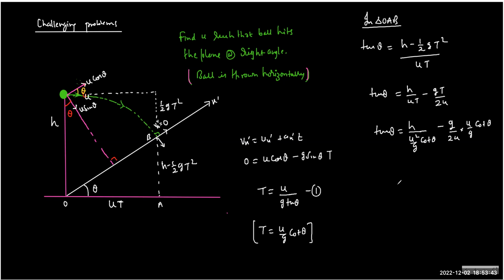So can you rearrange and solve for the t? Because this is easier, right? So tan theta plus cot theta by 2 is g H by u square, cot theta, tan theta.